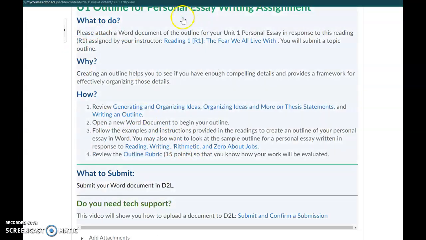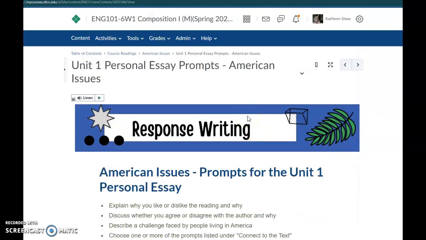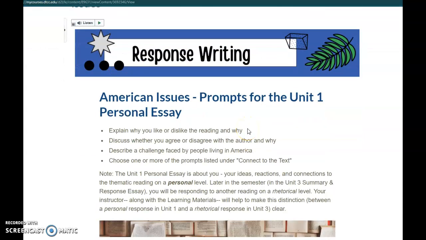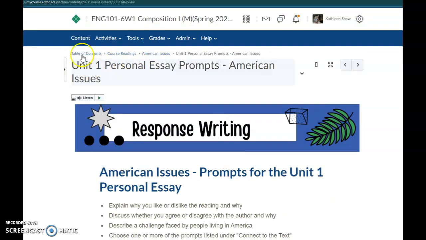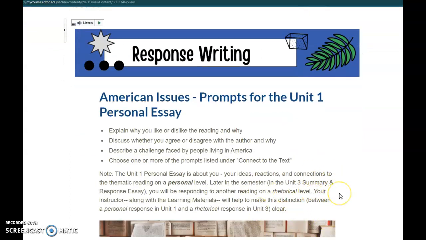The questions that I'm going to recommend you answer are going to come in this particular prompt here. This is a little bit about response writing and an explanation of response writing. You can find this in the Course Readings American Issues Unit 1 Personal Essay Prompts. This is essentially the same thing as the general article called Response Writing that is in the learning materials as well. But this one focuses specifically on the kind of questions about American issues, which is what we're focusing on in our course reading.